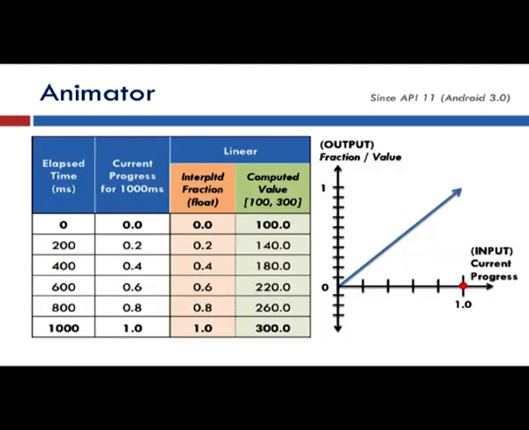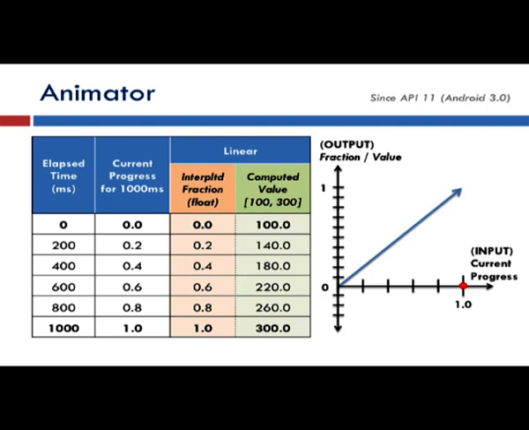So here I will give you an example of linear interpolation. The first column shows the elapsed time. We want to animate over a duration of 1000 milliseconds. The second column shows the progress, which is between 0 and 1, which is automatically generated by the Android system, and which will be taken as an input to our interpolation.